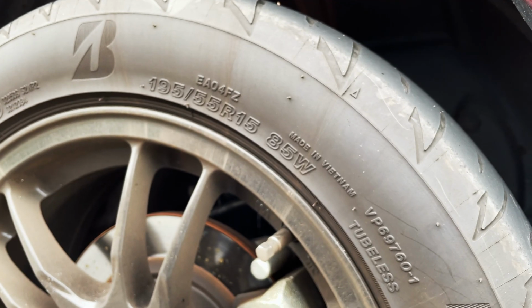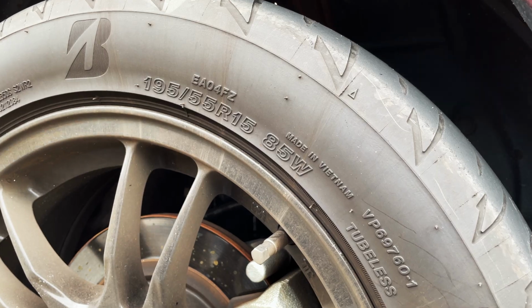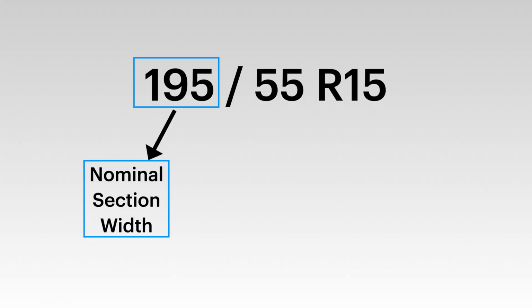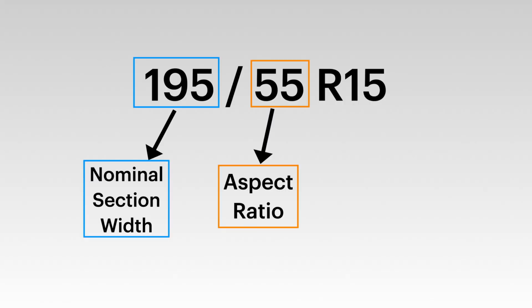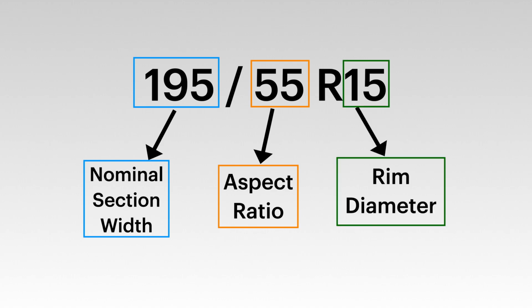So on your typical road tire, you'll usually see a string of letters and numbers like this. These are the main ones that most people will typically need to look at when choosing a tire. The first number is the nominal section width, the second is the aspect ratio, and the third is the rim diameter.